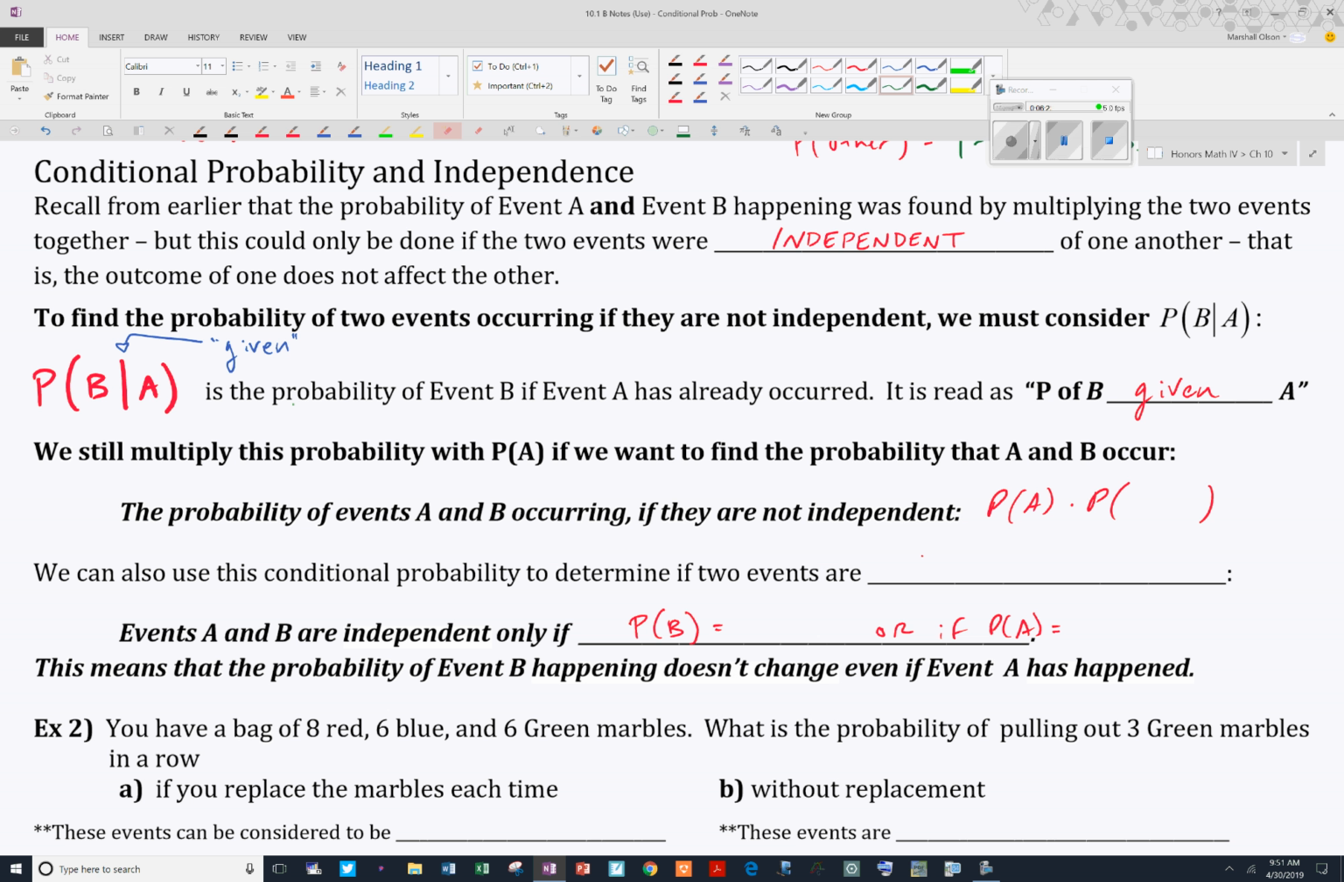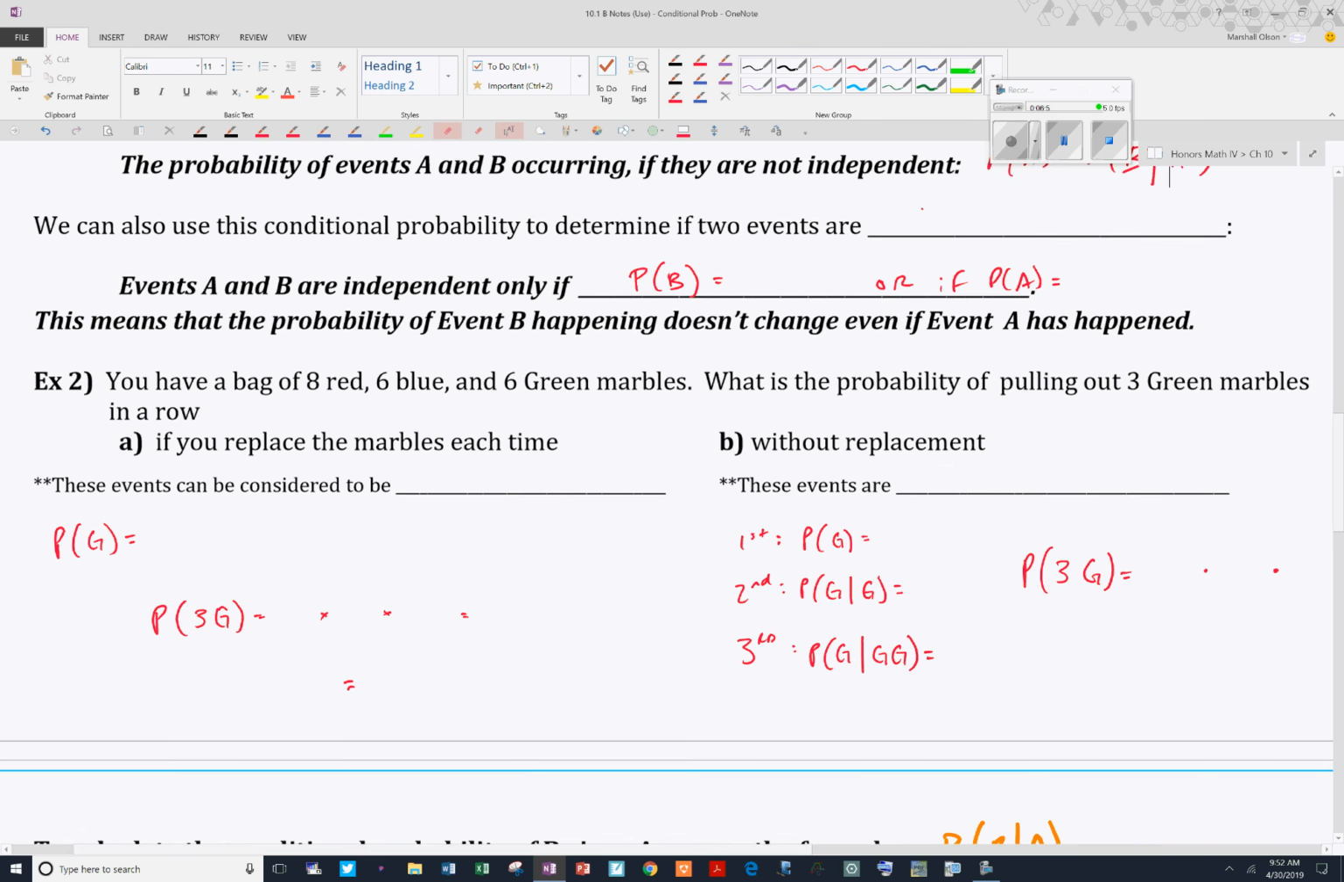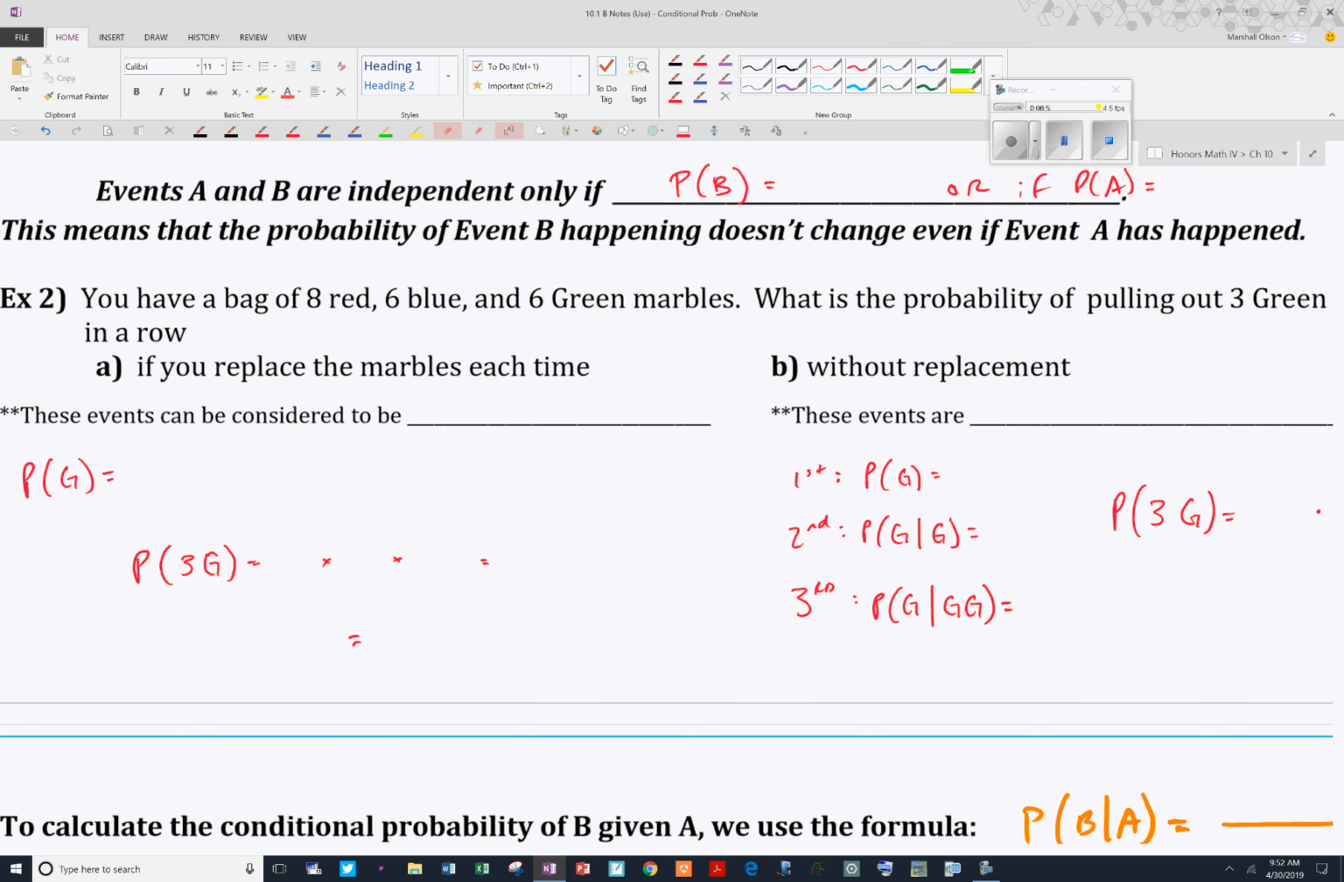We still multiply this probability with the probability of A if we want to find the probability that A and B occur. So this is how we would do it. We would simply take the probability of A and multiply it to the probability of B, given that A has happened. Because for whatever reason, the fact that A happened affected the probability of B. Okay? And it's a lot. So before we fill anything else out right there, I'm going to come down here and have you look at this example, just to make this seem not so bad.